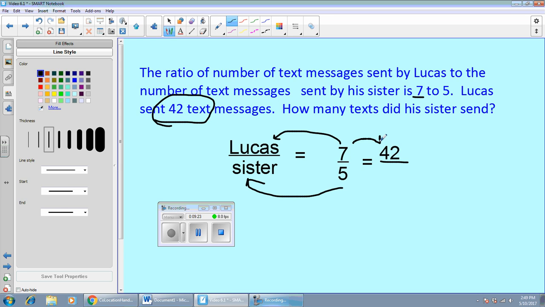So let's figure this out. How many times 7 gets me to 42? I know that's times 6. So 5 times 6 is 30. So 30 text messages were sent by Lucas's sister if he sent 42.